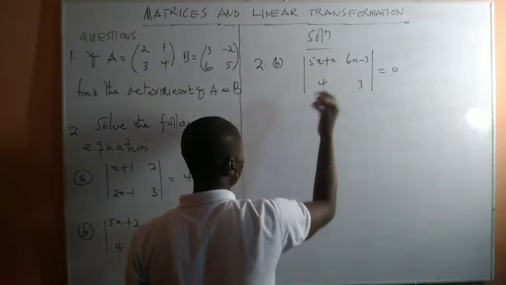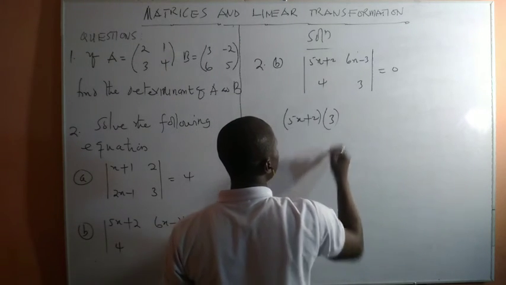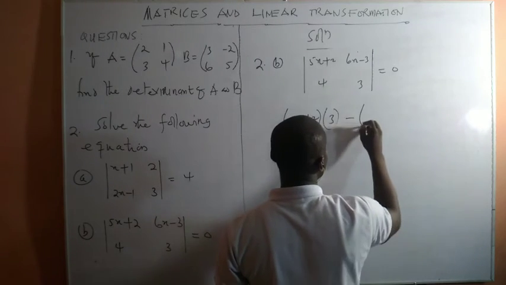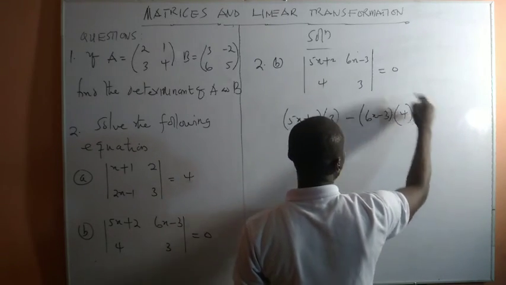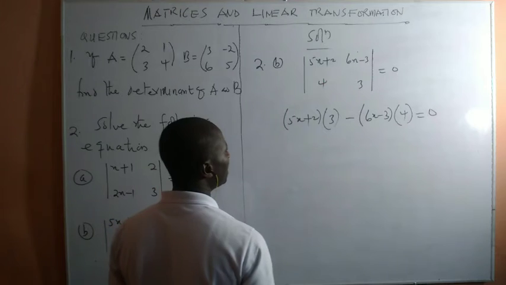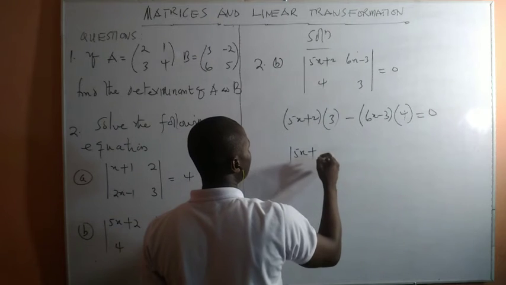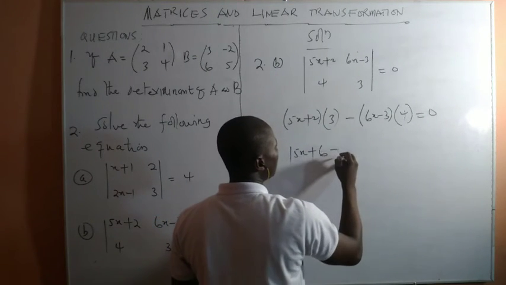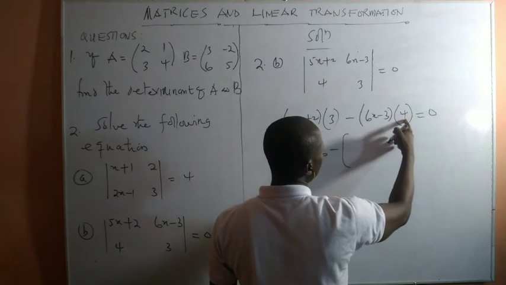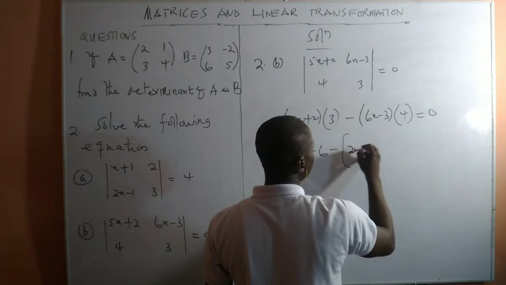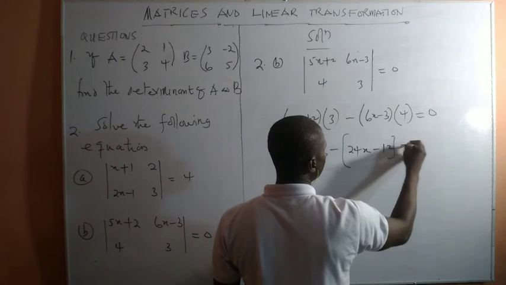Now how do you find the determinant? We know that we multiply 5x plus 2 by 3. That's the fourth element. Then minus the second element, we have 6x minus 3 multiplied by 4. We equate to 0 because that's what we have been given in the question. Now we simplify. 3 times 5x will give us 15x, and 3 times 2 will give us plus 6. Then we have minus. Let's simplify this before we open the bracket. So we have 4 times 6x, and that will give us 24x. Then 4 times minus 3 will give us minus 12. And this will be equal to 0.